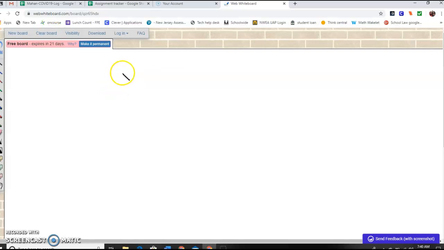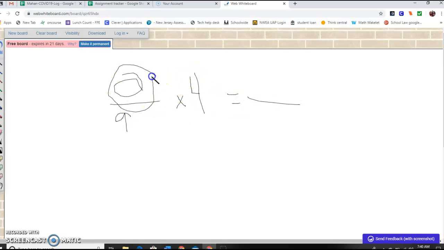Okay, let's try one more together. Let's try 2/9 times 4. What's my first step? Hopefully you got 8. Move my denominator over, and I got 9. Okay, try one on your own now.